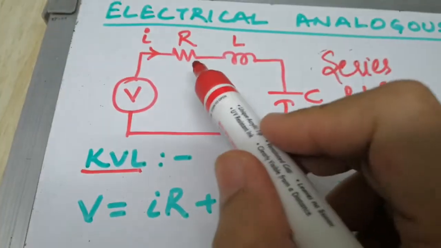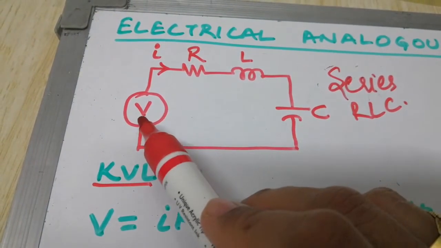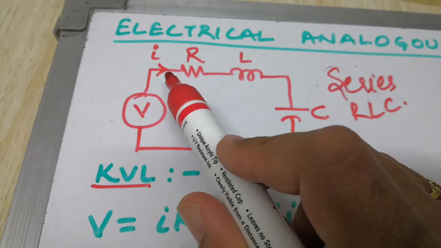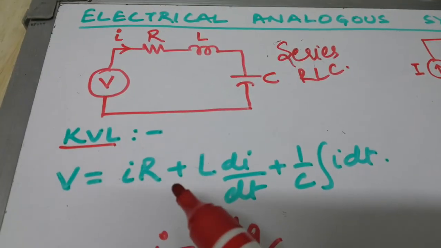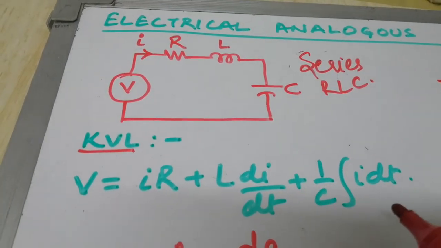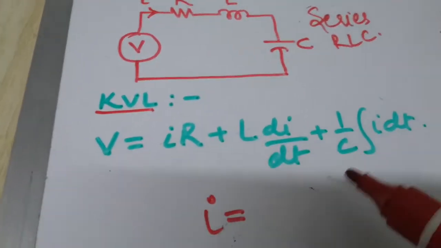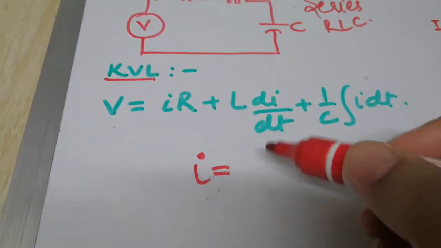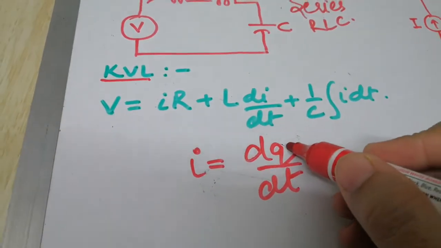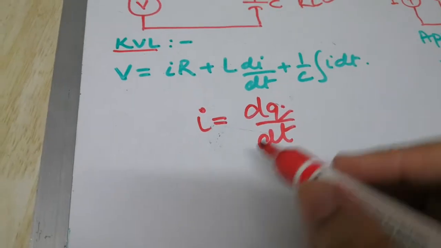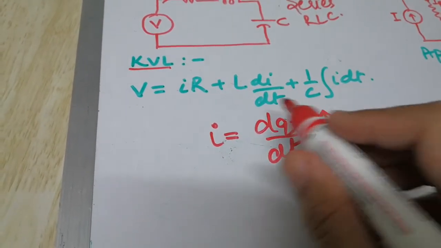So here we can see that R, L and C are combined in series with a voltage V, and then a current I starts flowing. Applying KVL on this loop, we get V equals IR plus L dI by dt plus 1 upon C integral of I dt. We have learned in our previous classes that current is equal to the rate of change of charge, where Q stands for the charge. So we are going to put dq by dt in this equation instead of I.